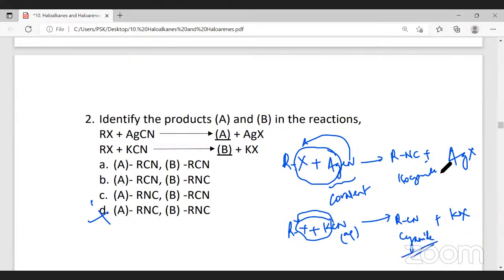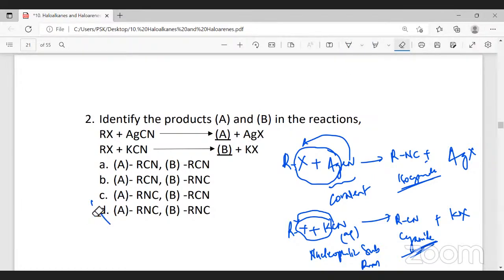So in the case of AgCN, you get isocyanides because cyanide can behave like an ambidentate nucleophile. Here nitrogen behaves as the donor atom. In the case of KCN, carbon behaves as the donor atom. This is called a nucleophilic substitution reaction. So the product here is RCN. So what will be the answer for this question?